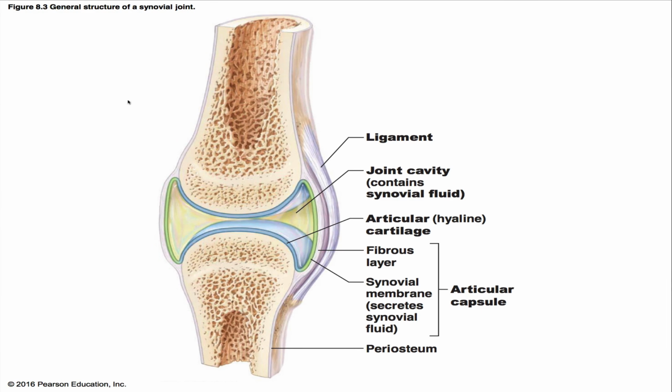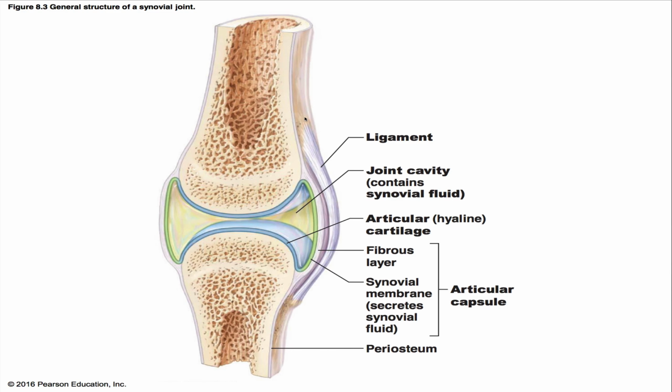Here are the two articulating bones, and you can see that they're lined with articular cartilage at the articulating surface. Now, we see the outer fibrous layer, and then we have the inner synovial membrane that forms the articular capsule. The space within this capsule constitutes the joint cavity, and within this joint cavity we will find the synovial fluid.